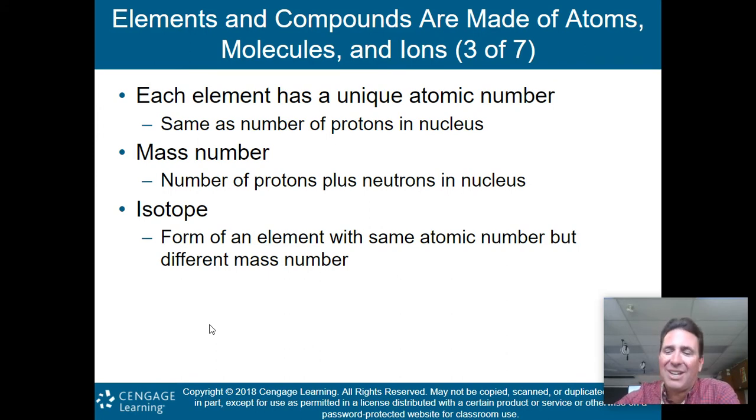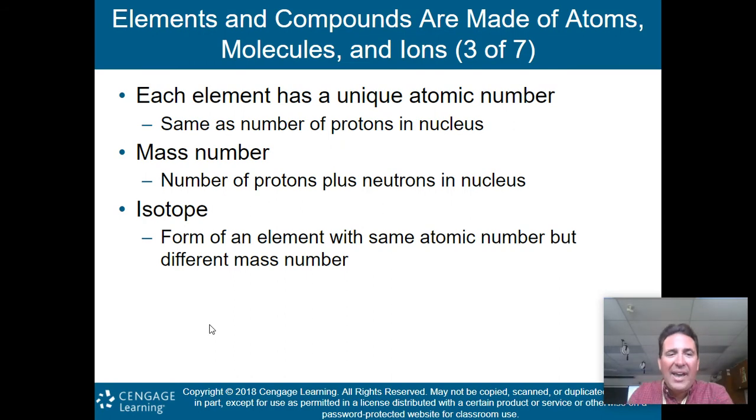Now, there are two numbers, and again, I know you guys are aware of this: the atomic number, which is unique, and the mass number, which is not unique. The mass number takes into account the number of protons plus the number of neutrons in an element. Now, the number of neutrons can change. So the same element could have different mass numbers. It's still going to be that unique element. An isotope is a form of an element with the same atomic number, but different mass numbers.